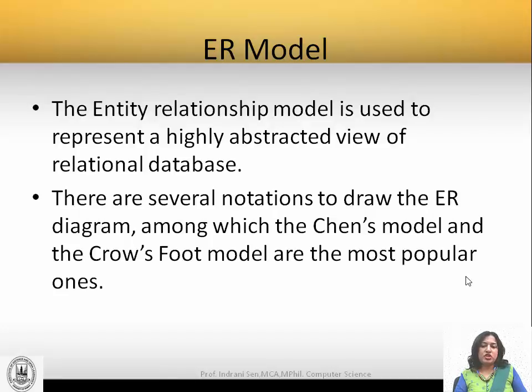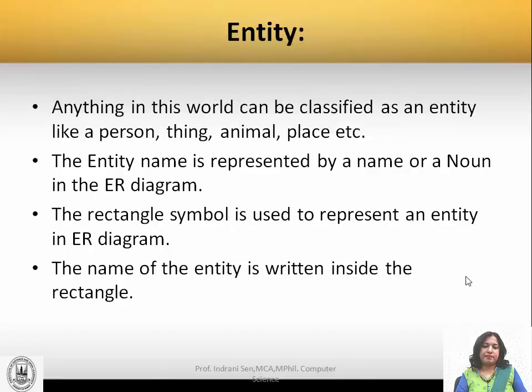There are several notations to draw the ER diagram, among which two models are popular. One is Chen's model and the other is the Crowfoot model. The ER diagram, or ER model, consists of various components, among which three are the main components: the entity, the attribute, and the relationships.